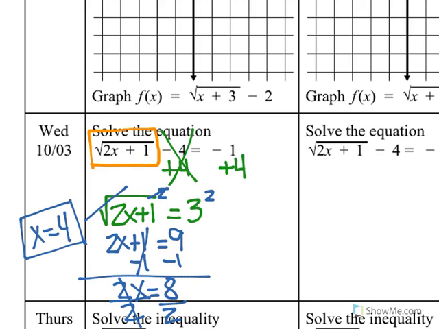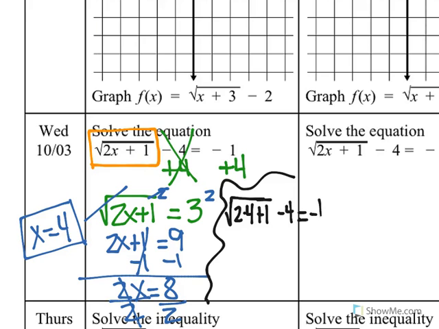Now you learned today about extraneous solutions. And extraneous solutions are solutions that when you plug back in, they actually don't work with the equation. So we need to plug it back in just to double check. So we have the square root of 2 times x, so 2 times 4 plus 1, minus 4 outside the radical, and that equals -1. So to make sure it's correct, we should get, when we simplify it down, -1 equals -1.